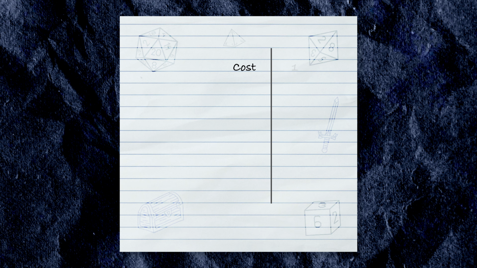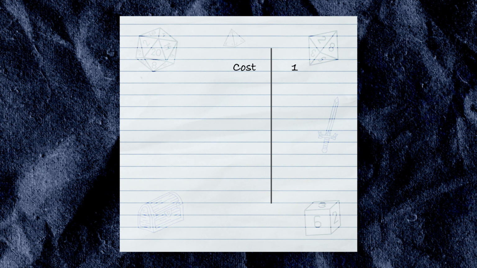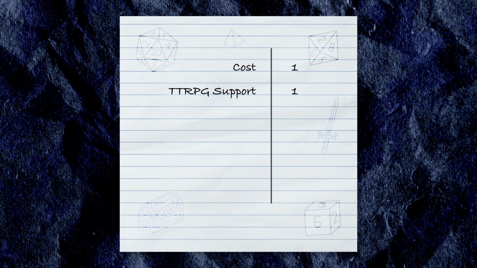Cost is a 1. It's definitely on the more expensive end, unless you just split one copy with your group and screen share. TTRPG support is a 1 because it doesn't really support any, but also supports all of them because it's, again, just tokens on a map. They also do have some basic trackers for things like HP, but it's extremely basic.